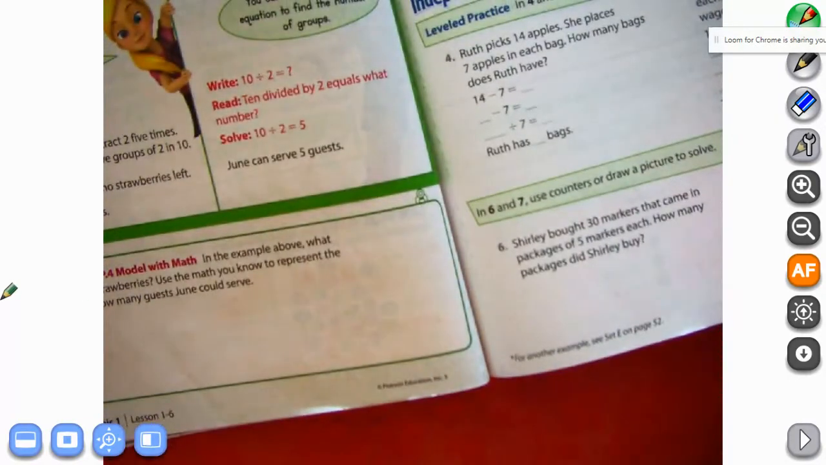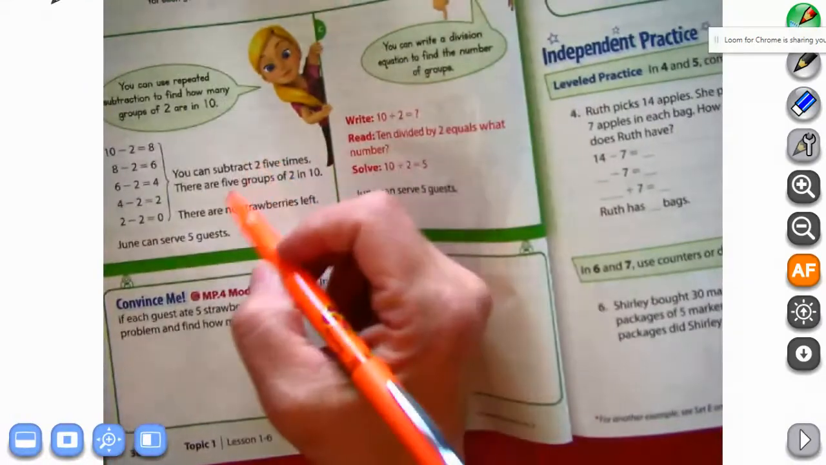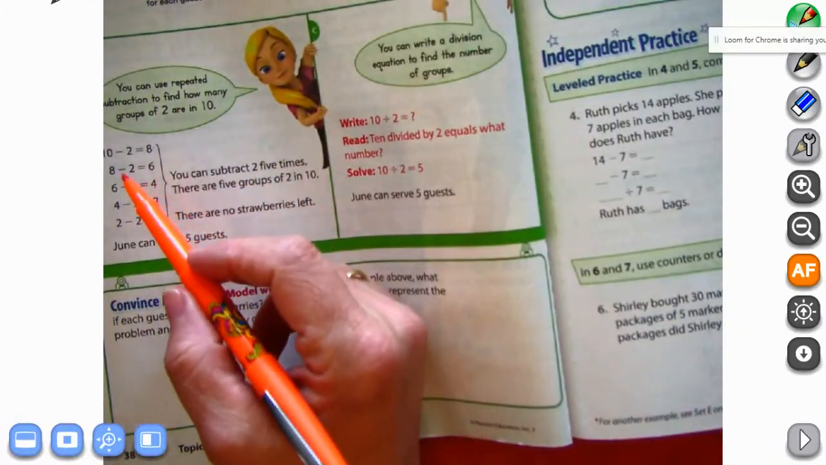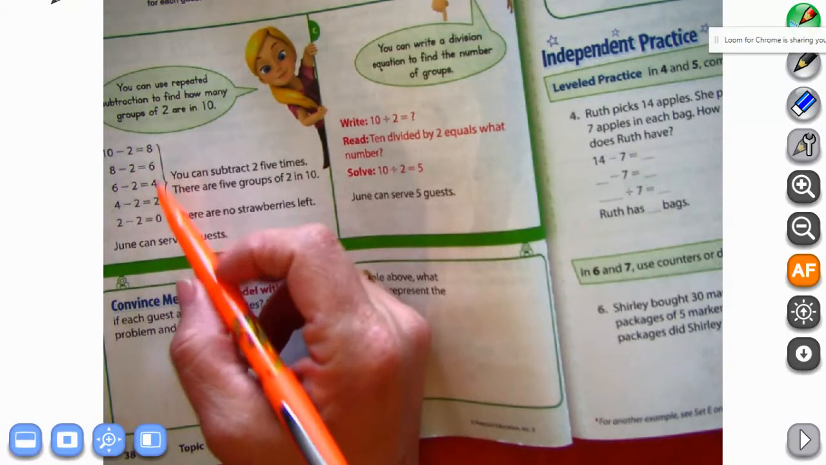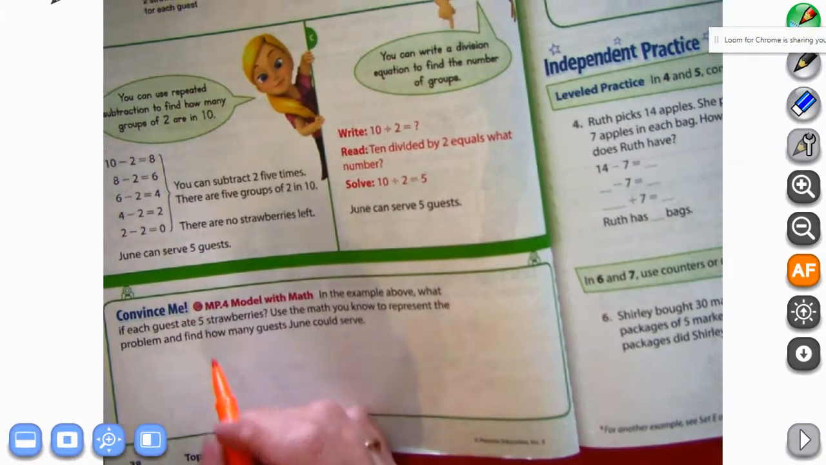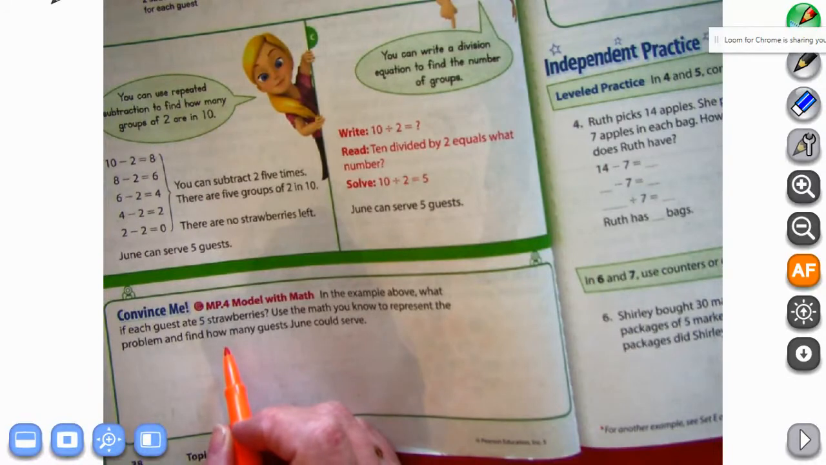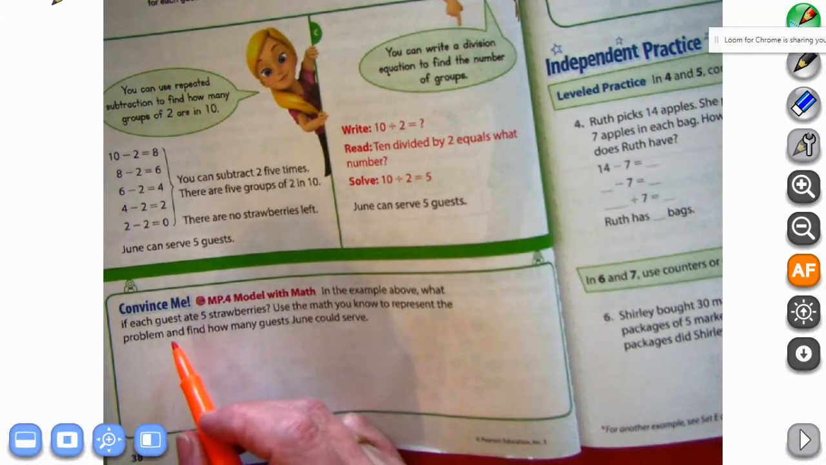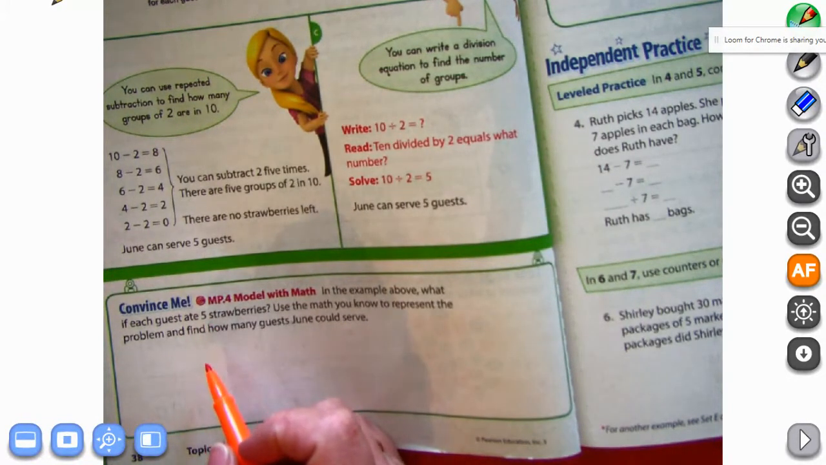So we have kind of the opposite situation as the problem up above. They had 10 strawberries and each guest got 2, so they were able to serve 5 guests. So now let's look at this one. In the example above, what if each guest ate 5 strawberries?